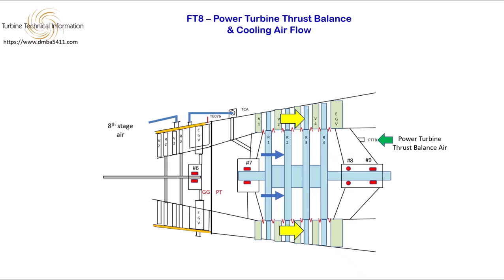The PTTB air comes in from the rear of the power turbine and is a force in the opposite direction to counter the aft forces caused by removing energy from the expanding gases. Power turbine thrust balance seals fitted at this location prevent leakage of PTTB air. The effect of the power turbine thrust balance force, plus the force on the number 8 bearing, cancels the axial force aft.